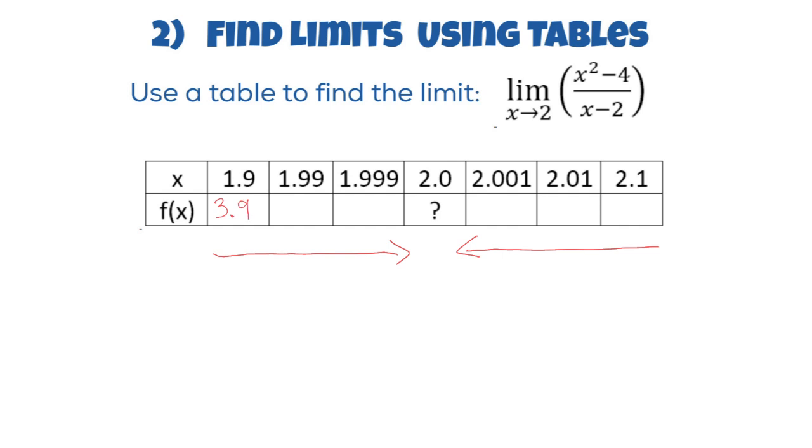And because I incremented by tenths, I'm going to be able to fill in this box here and this box here. So at 2.1, I could have a 4.1.